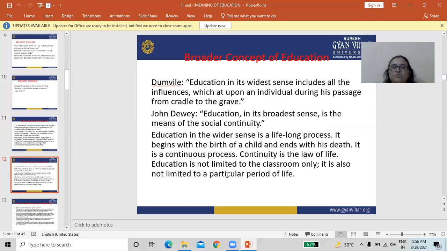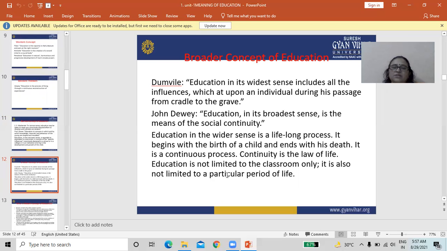Broader concept of education. According to Lodge, education in its widest sense includes all the influences which act upon an individual during his passage from cradle to the grave. According to John Dewey, education in the broadest sense is the means of social continuity.